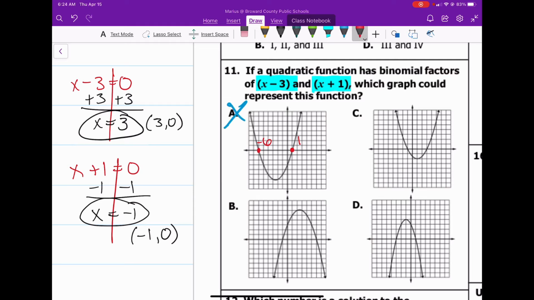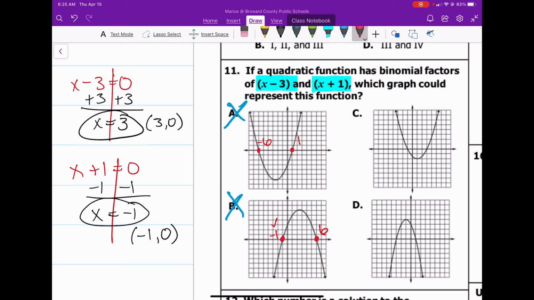Let's look at B. Moving from left to right, there's the x-intercept of negative 1. That's a check. But the other x-intercept is 1, 2, 3, 4, 5, 6, positive 6. So no, that's not going to work either.